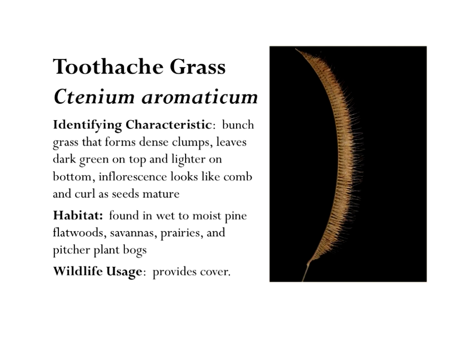It's a little bit unpredictable as far as wild seed and getting good seed off of plants, so it's got to be a good year in order to get some good seed produced off of it. It is a bunch grass. It forms dense clumps, and the distinctive part of this grass is this inflorescence. It looks a lot like a comb, and as it matures, it will actually curl up kind of into a curlicue as the seeds mature.